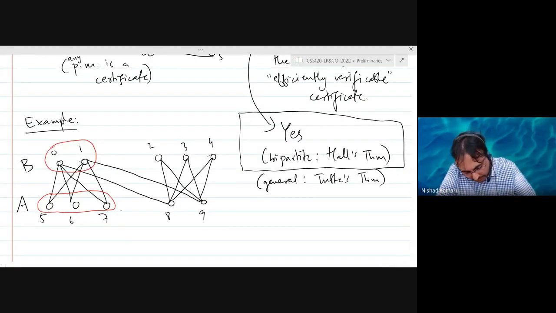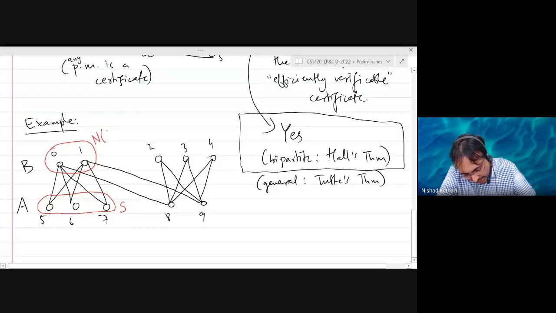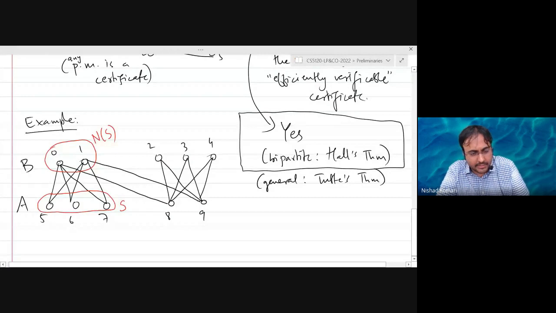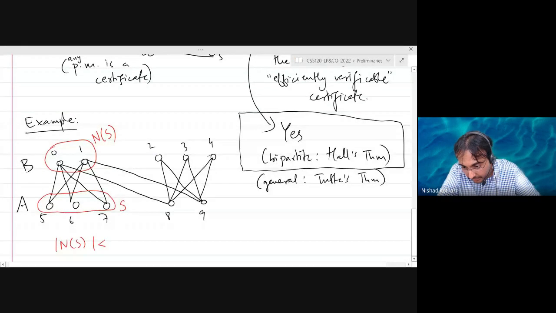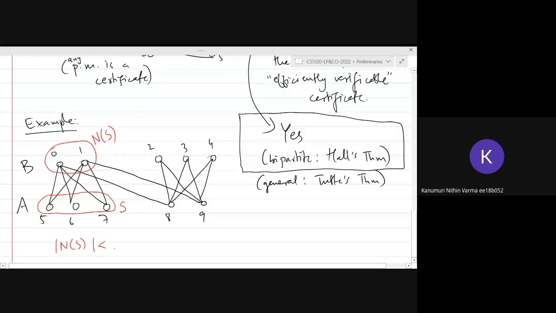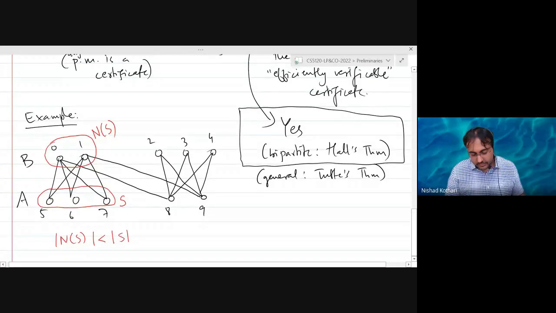Can anyone explain to me why this is a problem? There is a set of vertices S whose neighborhood N of S, as we defined in our first lecture, is smaller than the size of S. Can anyone tell me why this is a problem? Someone else, please. Pigeonhole principle, yeah.